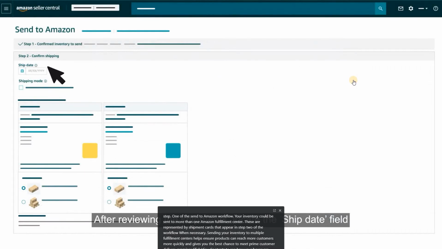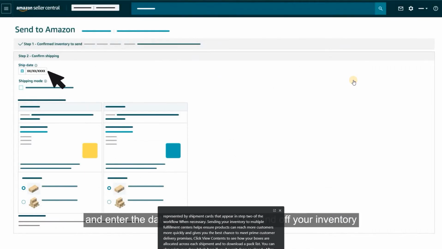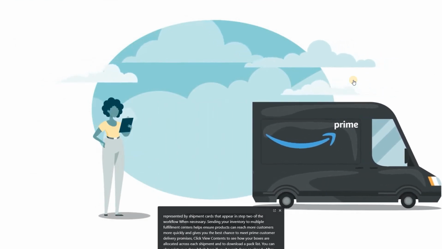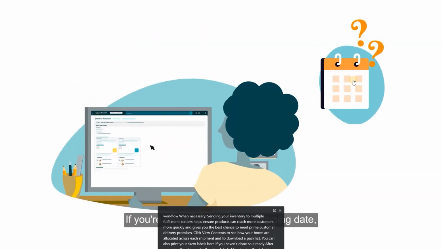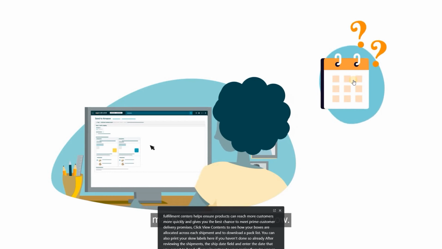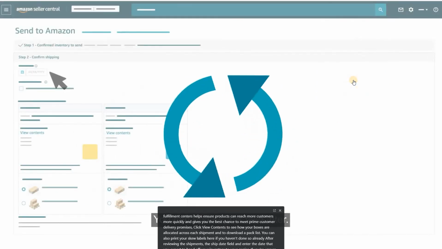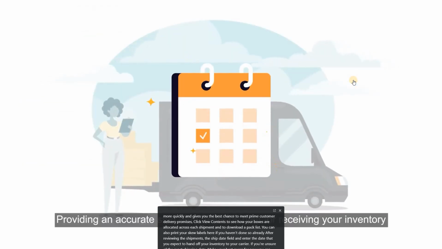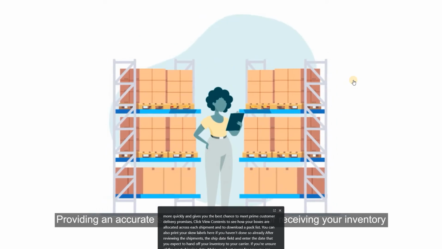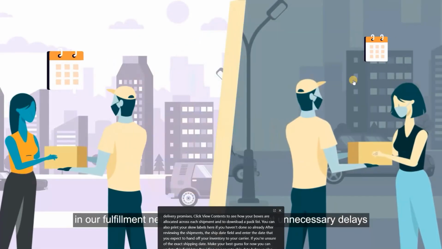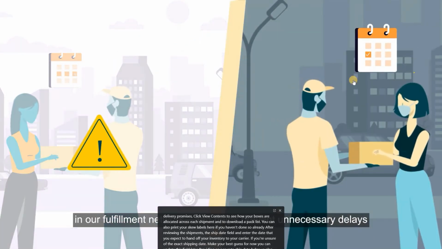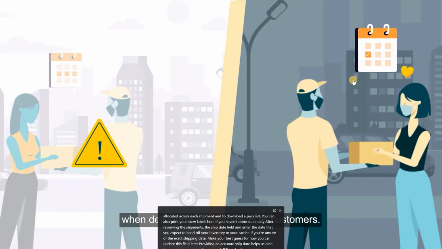After reviewing the shipments, locate the ship date field and enter the date that you expect to hand off your inventory to your carrier. If you're unsure of the exact shipping date, make your best guess for now. You can update this field later. Providing an accurate ship date helps us plan for receiving your inventory in our fulfillment network and helps prevent unnecessary delays when delivering your products to customers.